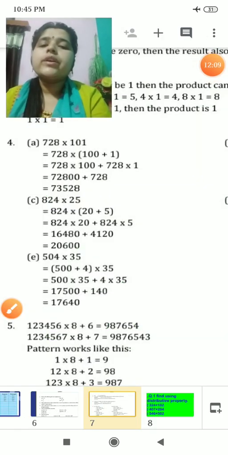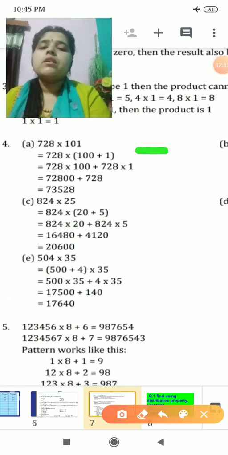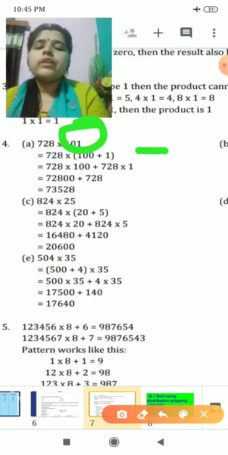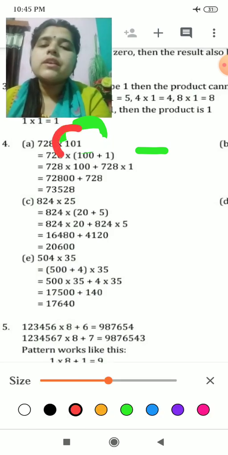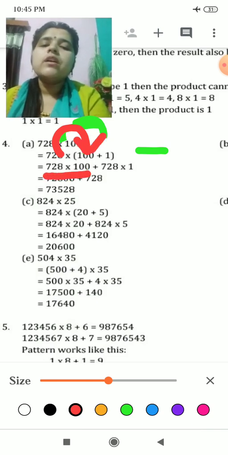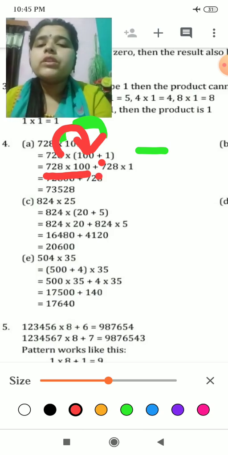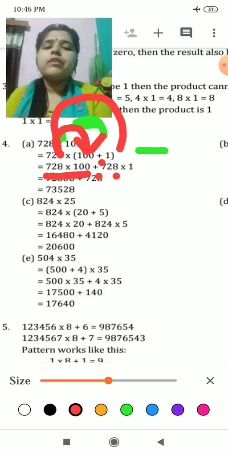Now you can see as in the example, 101 is broken into 100 plus 1. Now what are they doing? They are taking 728 multiplied with 100. You can see here. Now they are taking the plus sign because here is a plus sign. This I have already discussed, but again I am telling you. Now they are taking 728 multiplied with 1, which is here.